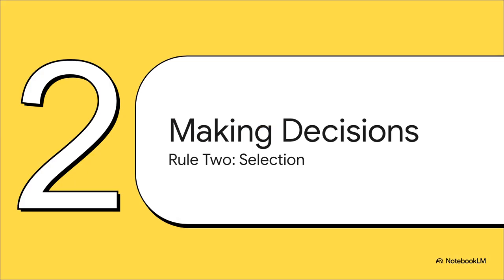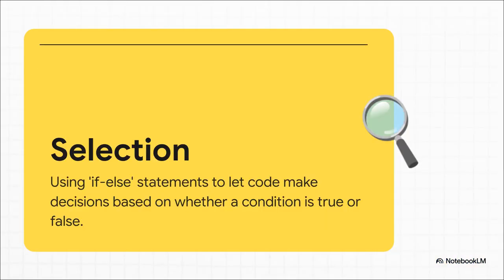Okay, so our code can follow orders. That's cool. But where it gets really interesting is when code can start making its own decisions. This next building block is what makes an app or a game actually feel, well, smart. This is called selection. And honestly, it uses the same if this, then that logic we use every day. If it's raining, then I'll take an umbrella. Else, I won't. It gives the code a fork in the road, a choice to make.